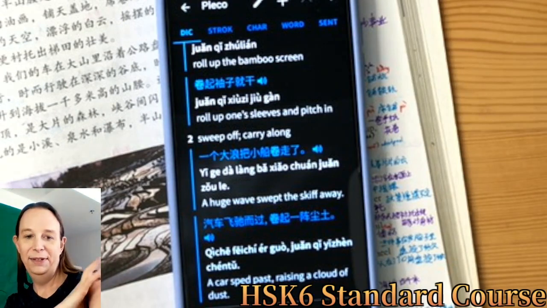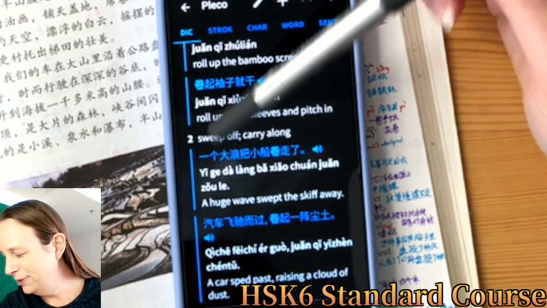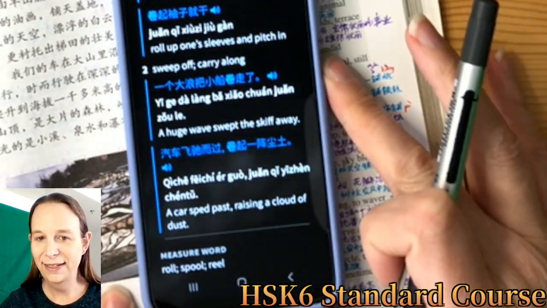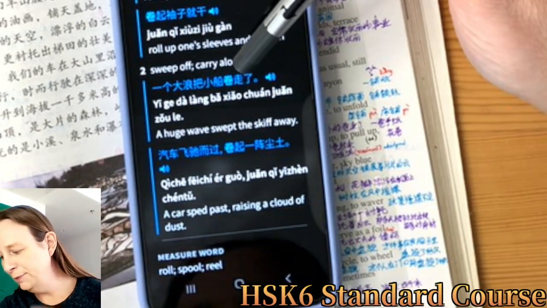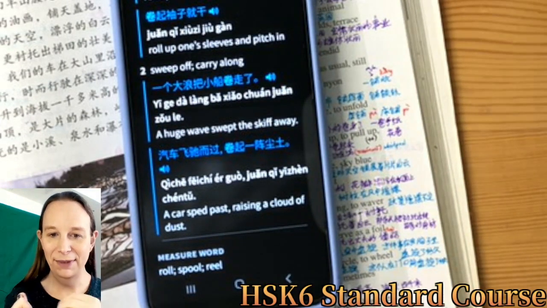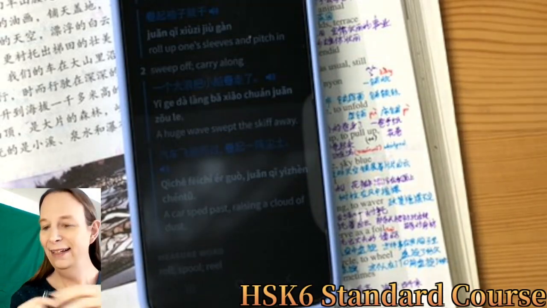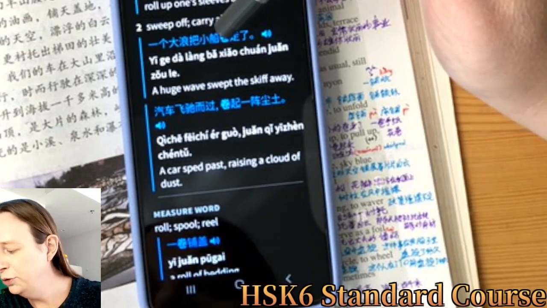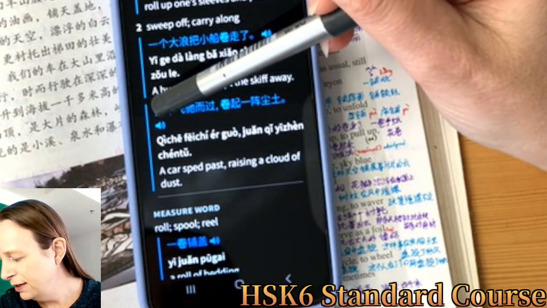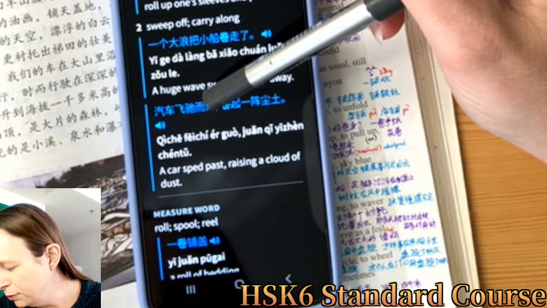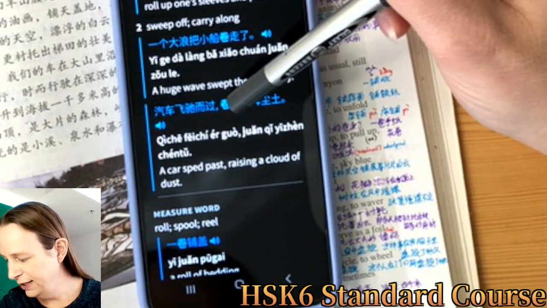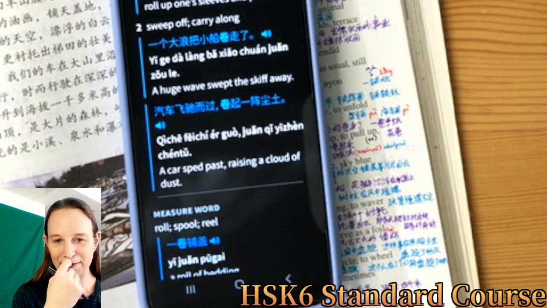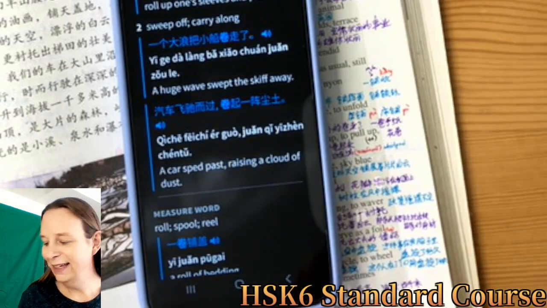卷起袖子, roll up your sleeves. Well, I don't have sleeves, but anyway. 卷起袖子就干. So maybe this is a metaphor, rolling up your sleeves to get to work. This one, like in a typhoon or something, you can be swept away, right? 卷起来, carried away. 一个大浪把小船卷走了. 汽车飞驰而过卷起一阵尘土. This is like sort of whisked up, raised up a cloud of dust.